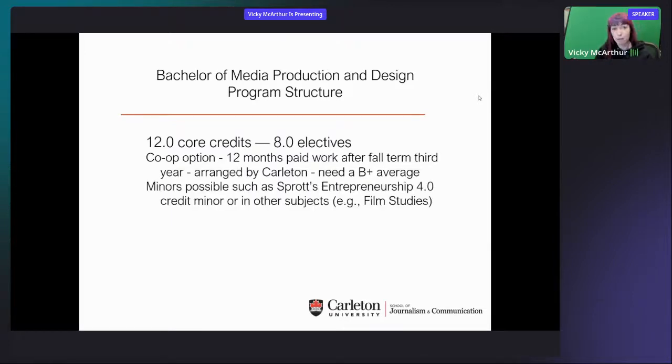So as I mentioned, there are minors possible. I think one of the top popular minors in our group is the Sprott Entrepreneurship, which is a 4.0 credit minor, which would fit into that 8.0 credits of free electives. But there's also other subjects, the second most popular one being film studies. As far as minors go, there's an endless list of official minors at Carleton. But then you can also sometimes build minors out of combining a certain number of required courses.